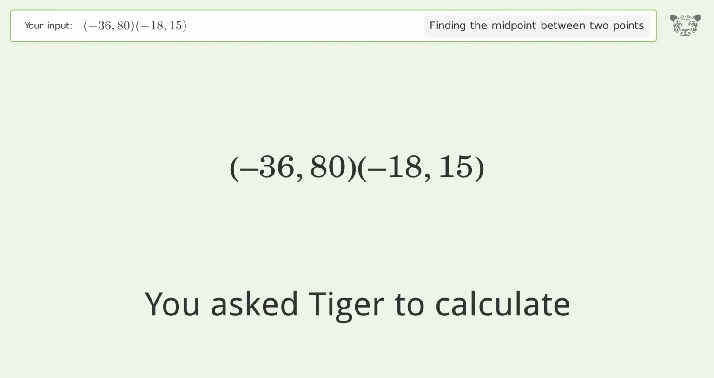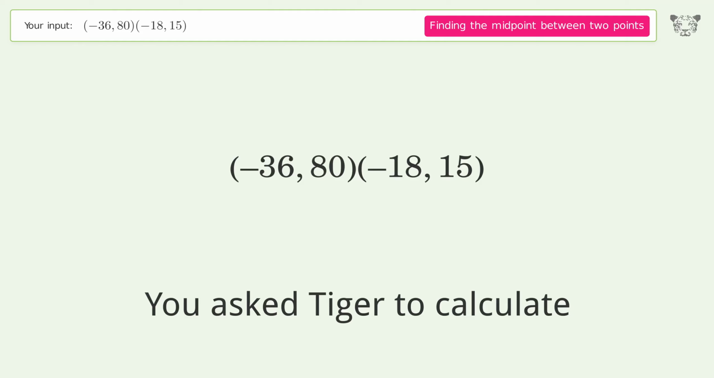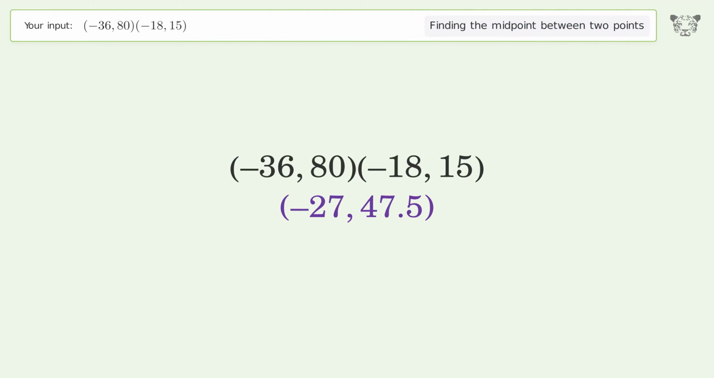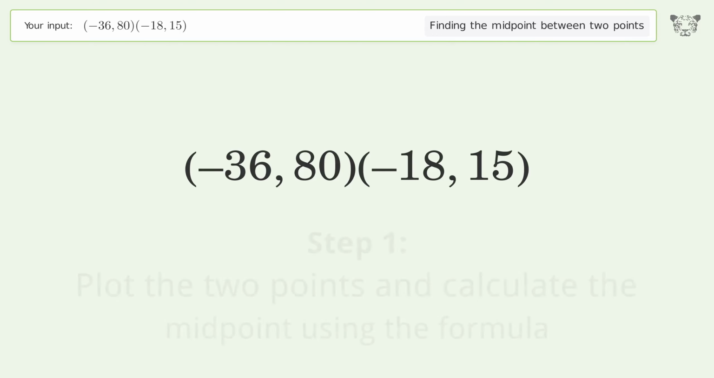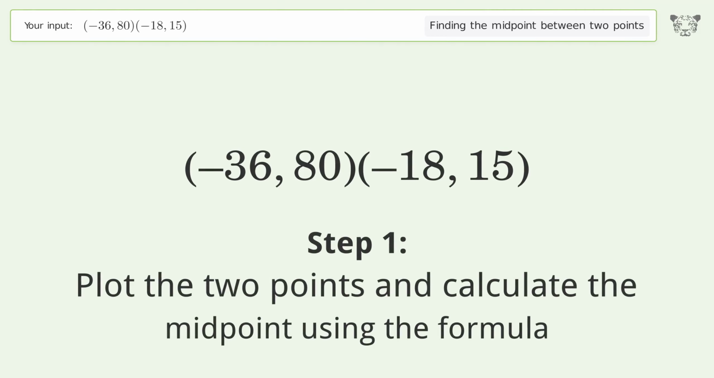You ask Tiger to calculate. This deals with finding the midpoint between 2 points. The midpoint between the 2 points is negative 27, 47.5. Let's solve it step by step. Plot the 2 points and calculate the midpoint using the formula.